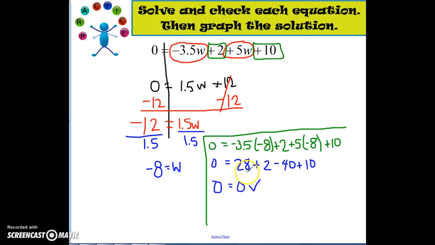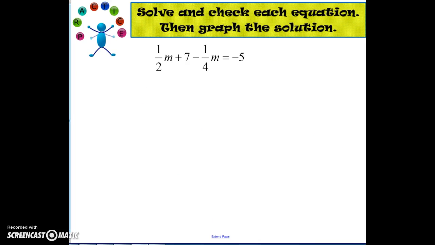Then you just have a graph. So we're going to graph our solution. You really just need to label one of those lines as your solution. And then we'll put a dot there and label it as W. In the future, we will be doing inequalities, which is why we're practicing the graphs. But for now, your graph is pretty simple. If you're ready, you can move on to the next problem.